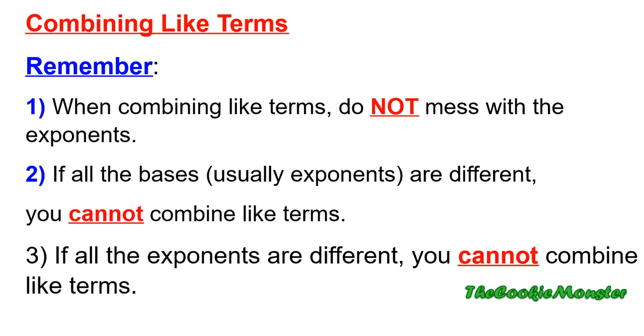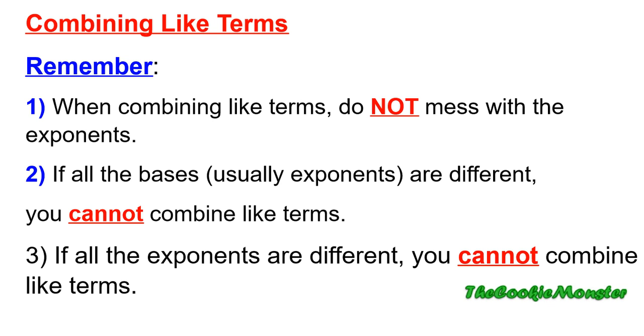When it comes to combining like terms, there are three things you should remember. One, when combining like terms, do not mess with the exponents. Leave them as they are. Number two, if all the bases are different, and the bases are usually variables, then you cannot combine like terms at all. And the last thing, if all the exponents are different, you still cannot combine like terms.